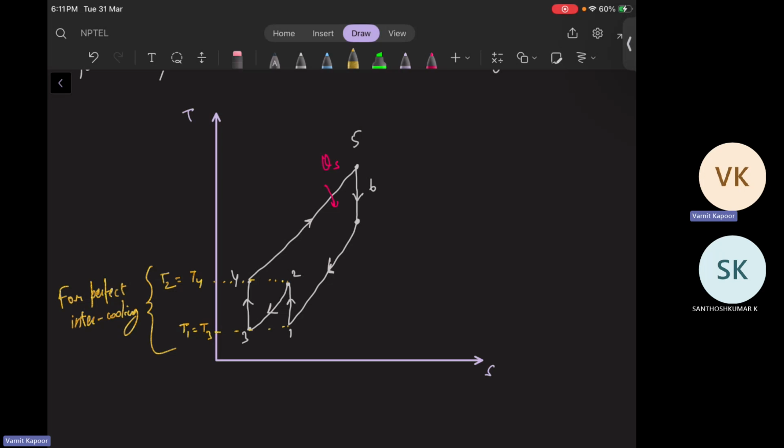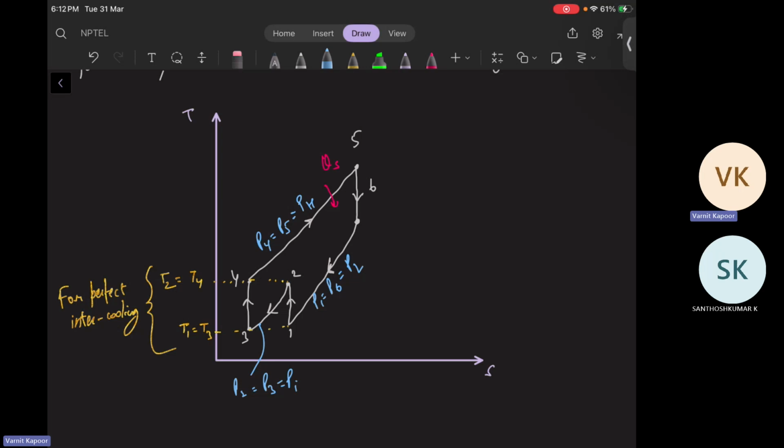Okay, then let me also write the pressure. Pressure 1 and 6 are equal and will be the lowest pressure. Similarly, the pressure of 4 and 5 will be equal and equal to the highest pressure, and 2 and 3 are equal here. Pressure 2 is equal to pressure 3, and let us say it is intermediate pressure. Okay, intermediate pressure.